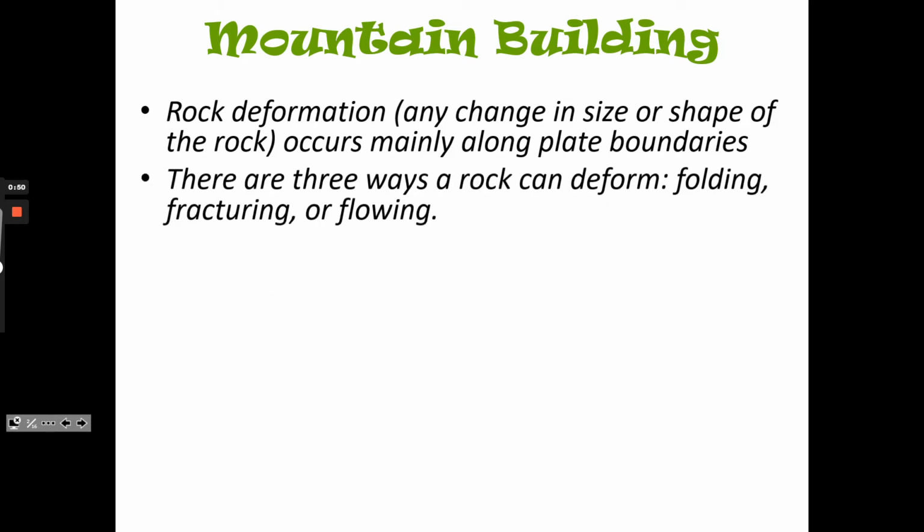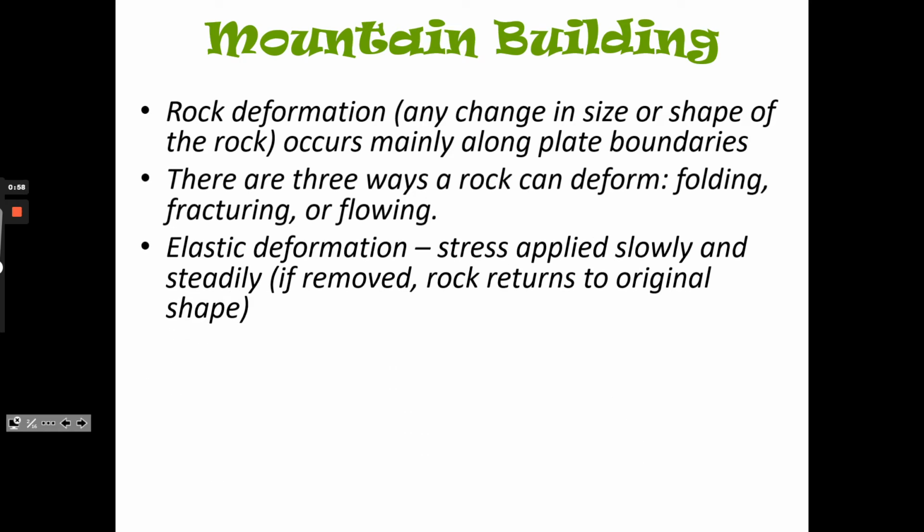And there are three ways that a rock can deform. The rock can fold, it can fracture, or it can flow. In order to change the shape or size of our rock, one way is that it can do so elastically. We've heard the term elastic before, especially when we're thinking about a rubber band, for example. And the idea is still the same. We're applying stress, and when that stress is removed, the rock can return to its original shape. Obviously, that's going to take place over a long amount of time.